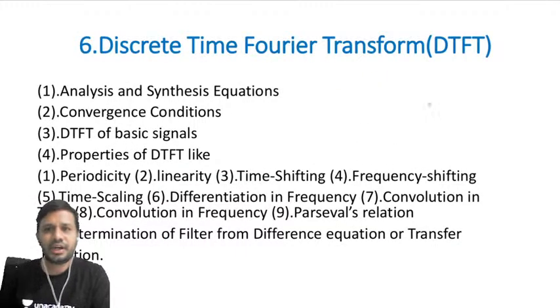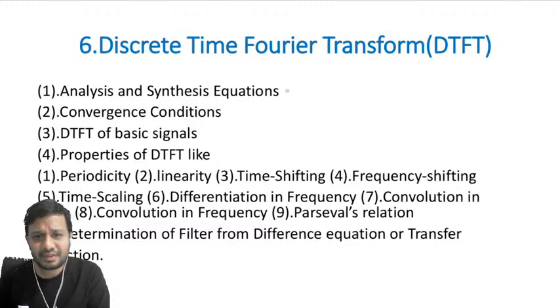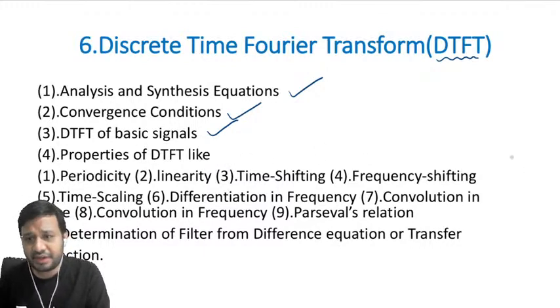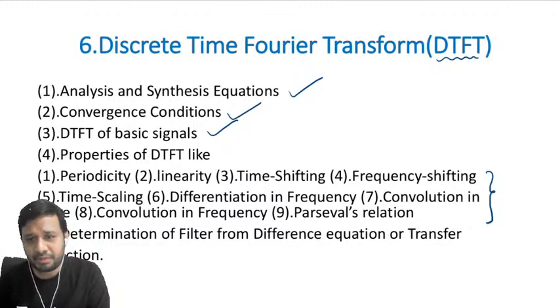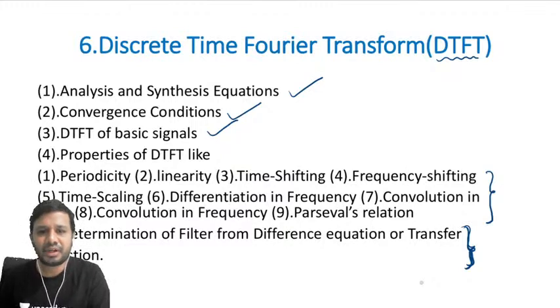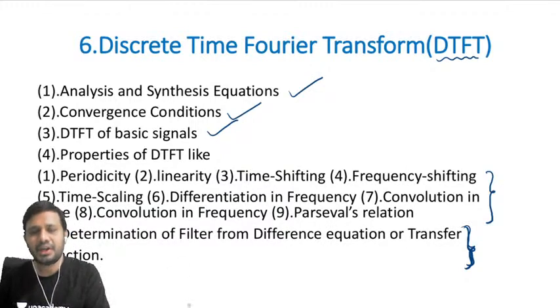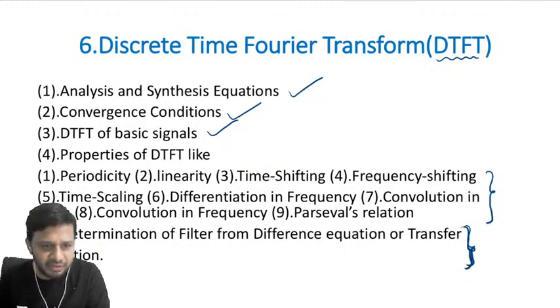After that I'll go to the discrete time Fourier transform. So analysis and synthesis equations, convergence conditions, DTFT. Discrete time Fourier transform, in short, we can call it DTFT. Basic signals and properties. See, every transform will have properties, and we are going to discuss all the properties, whatever they may be, in detail. And after that, determination of filter from difference equation, because sometimes they'll ask this question, very important: how to determine the type of filter, whether it is a low pass filter, high pass filter, or band pass filter, when a difference equation or transfer function is given. Okay, so more emphasis is given to the fifth one.